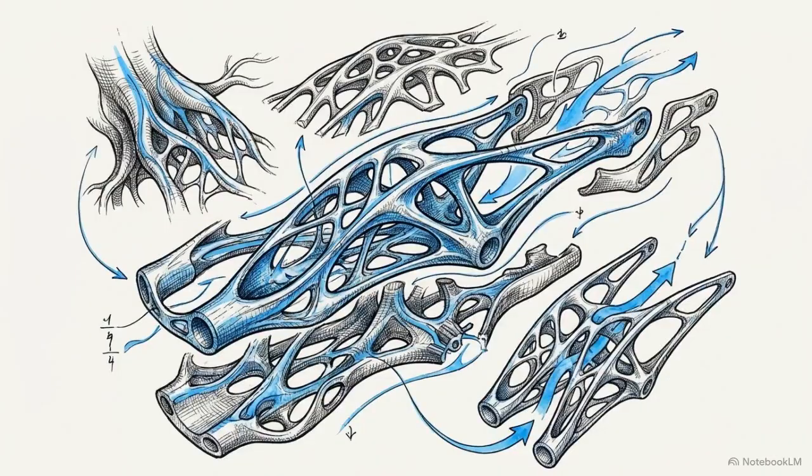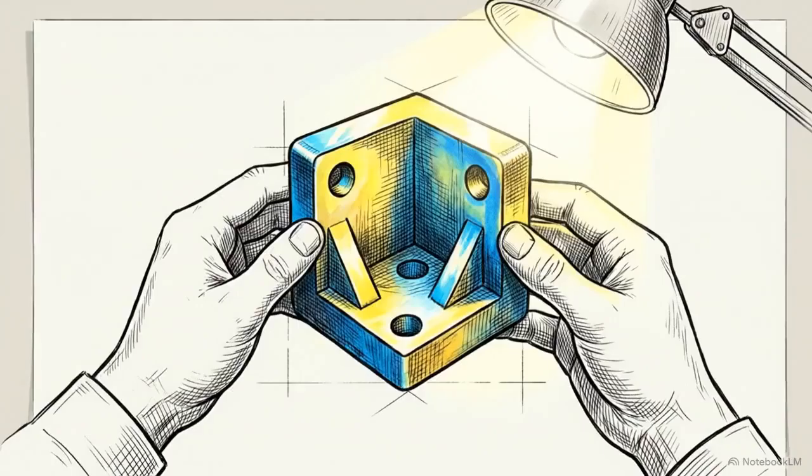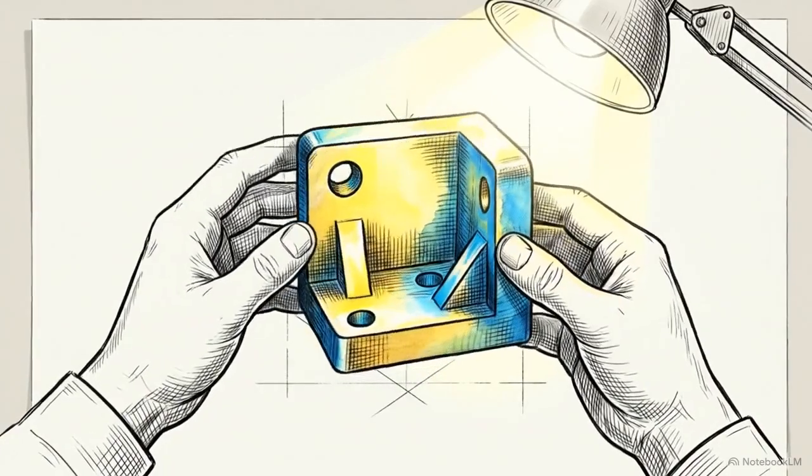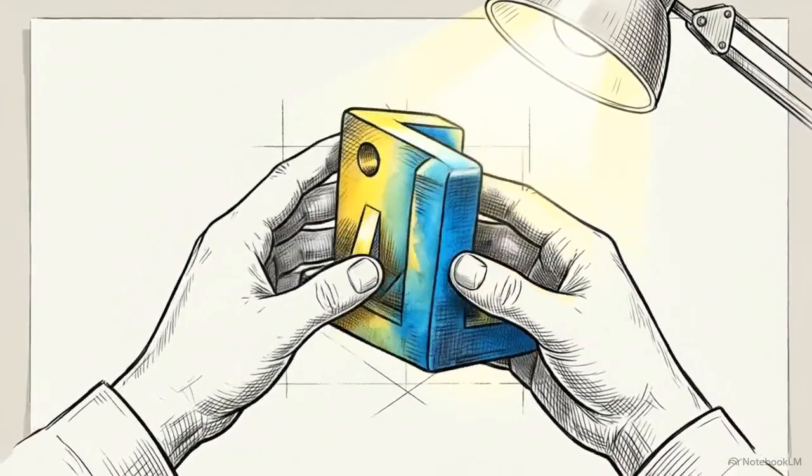Artificial intelligence can calculate the outer limits of structural physics. It takes human judgment to pull those designs out of the digital void and safely into the physical world.